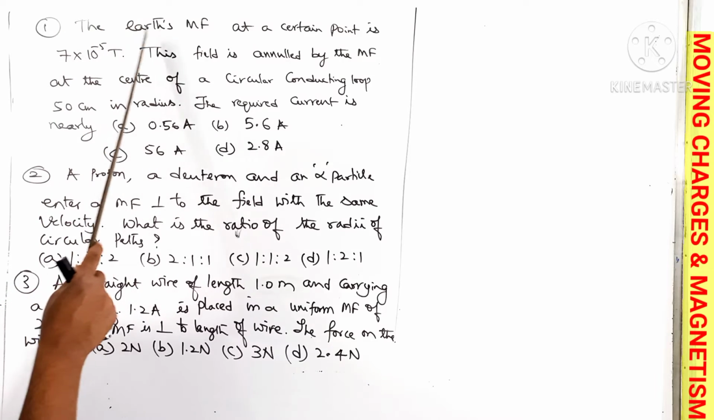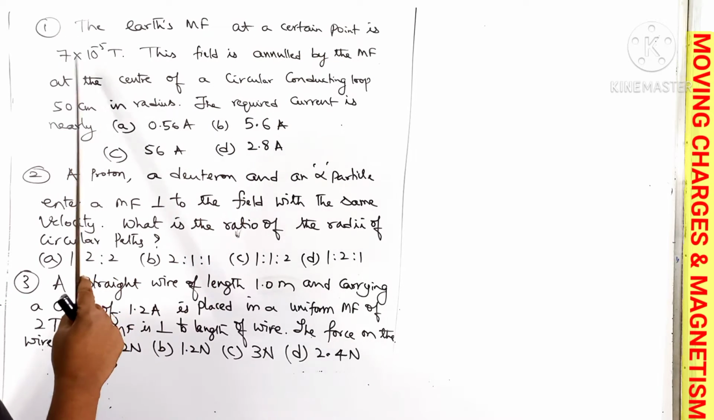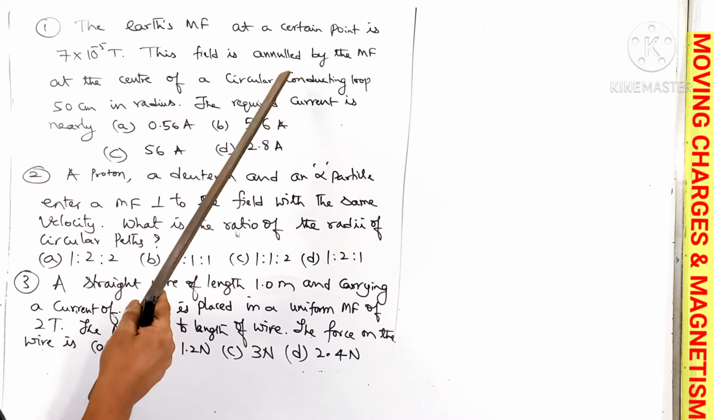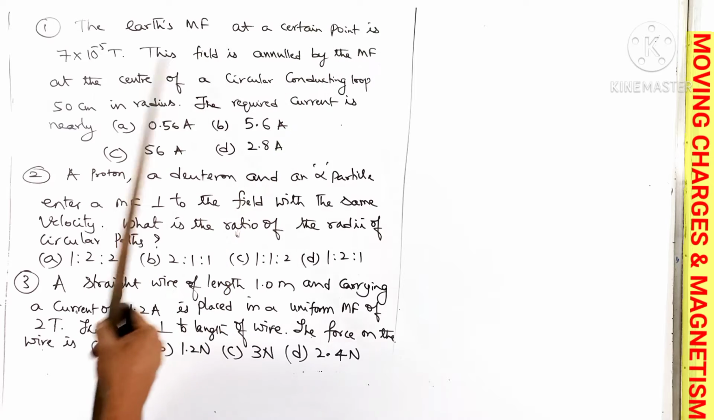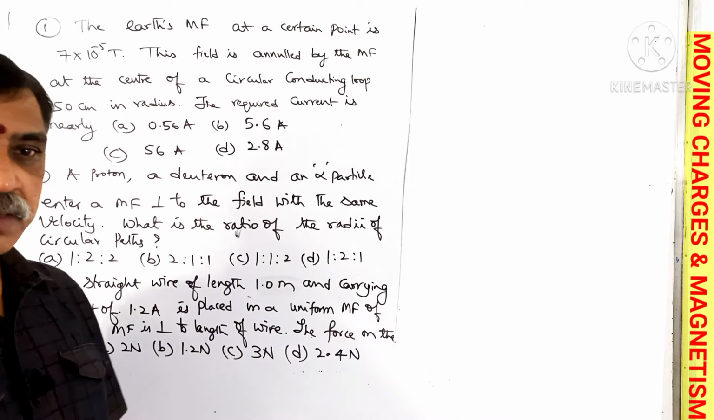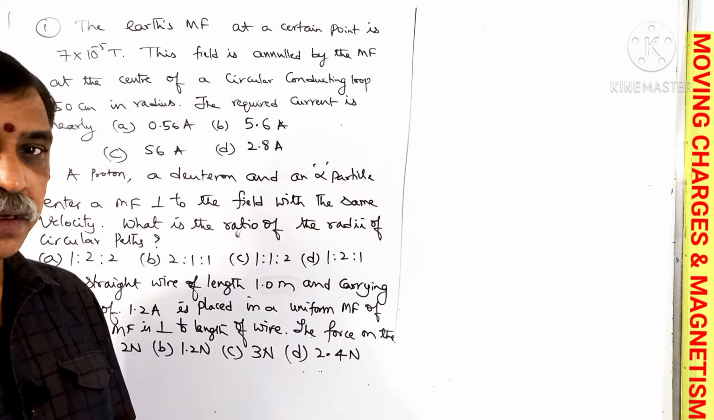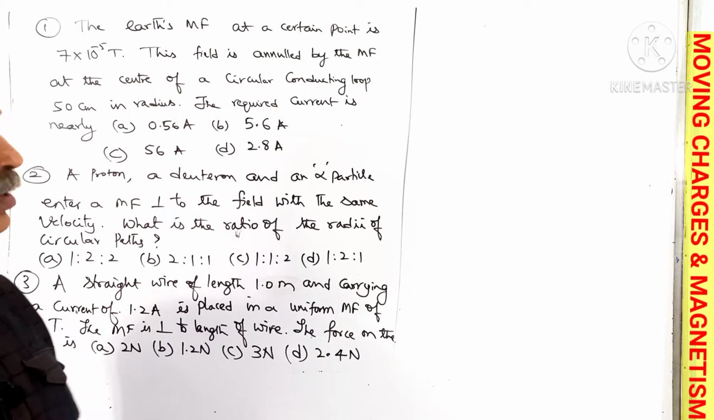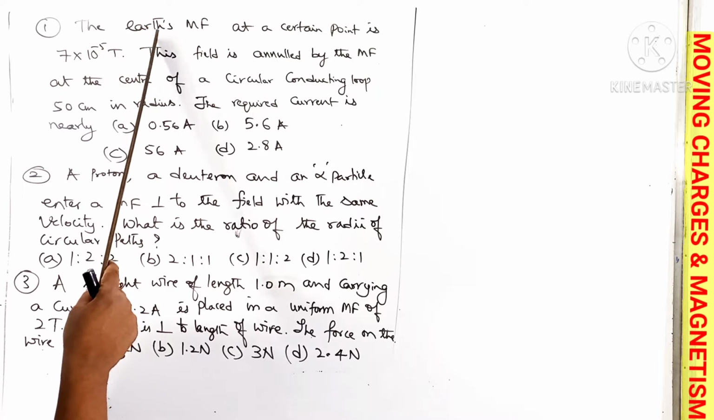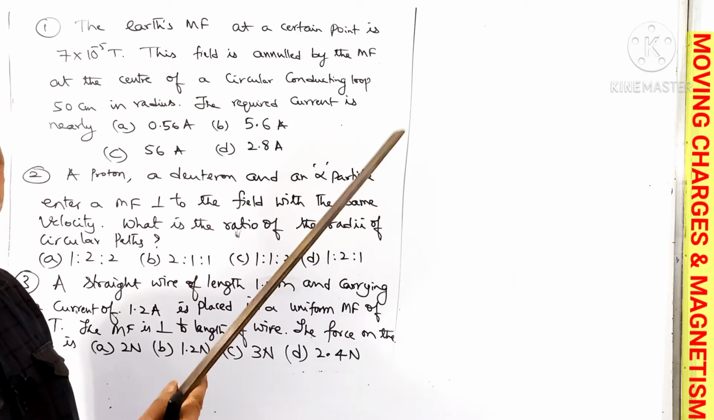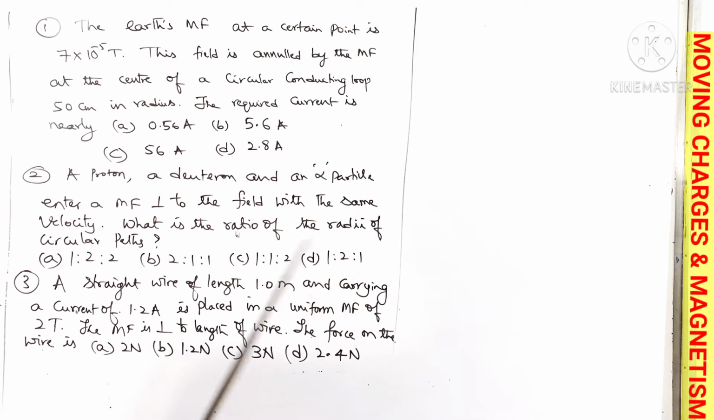The first question is: the Earth's magnetic field at a certain point is 7 into 10 power minus 5 Tesla. This field is annulled, that is nullified or cancelled, by the magnetic field at the center of a circular conducting loop 50 centimeter in radius. The required current is? So the magnetic field produced by the flow of current through the loop is equal to the magnetic field due to Earth, but in the opposite direction. So these two fields are in opposite direction, therefore the net field becomes simply 0.